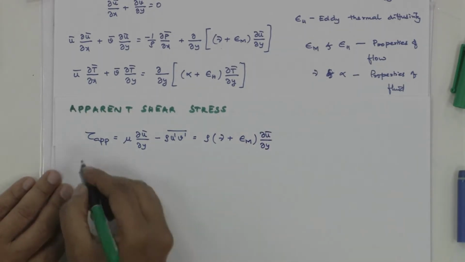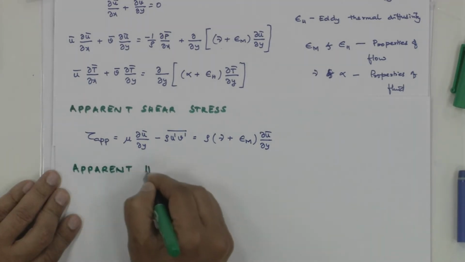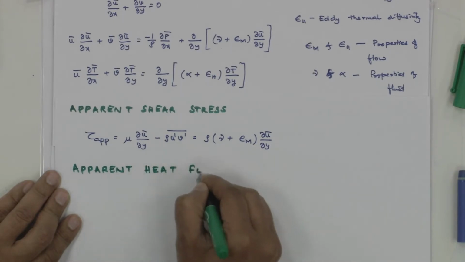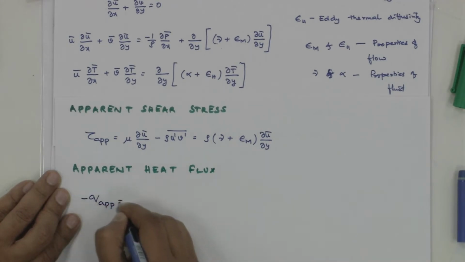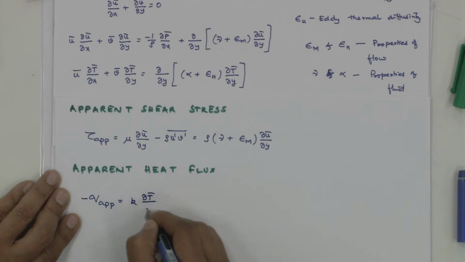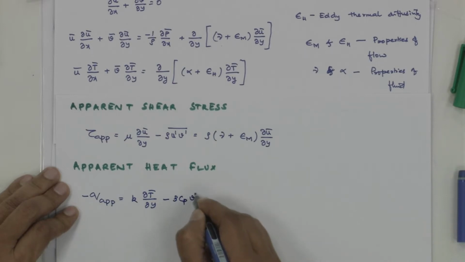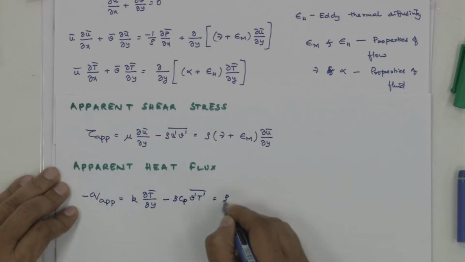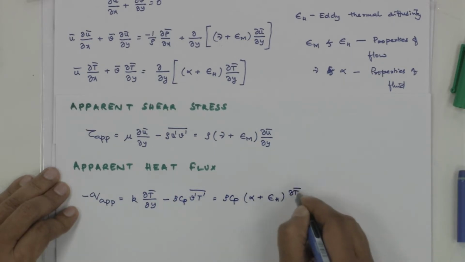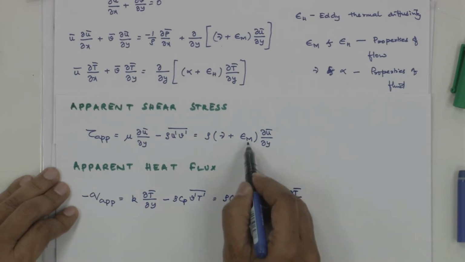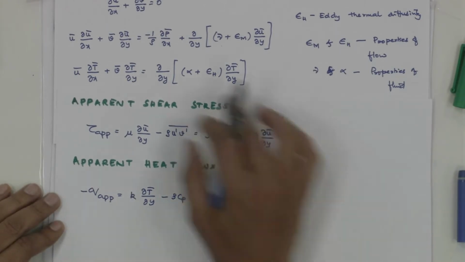Similarly, the apparent heat flux: minus q apparent equals k del t bar by del y minus rho Cp v prime t prime bar, equal to rho Cp alpha plus epsilon h into del t bar by del y. M represents momentum, H represents heat flux. Okay, so that's how we have defined it, and this is how we can visualize it.